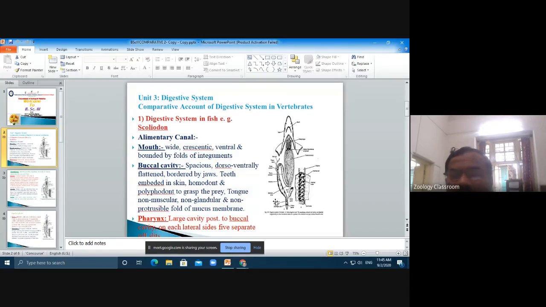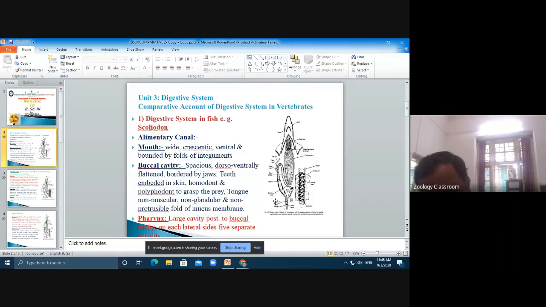From the buccal cavity, the next chamber arises, which is called the pharynx. The pharynx is a large cavity located on the posterior side of the buccal cavity, and on either side of the pharynx there are 5 pairs of gill slits. From the mouth, food is taken inside. At the time of respiration, water is also taken through the mouth, and that water is thrown out through these gill slits.